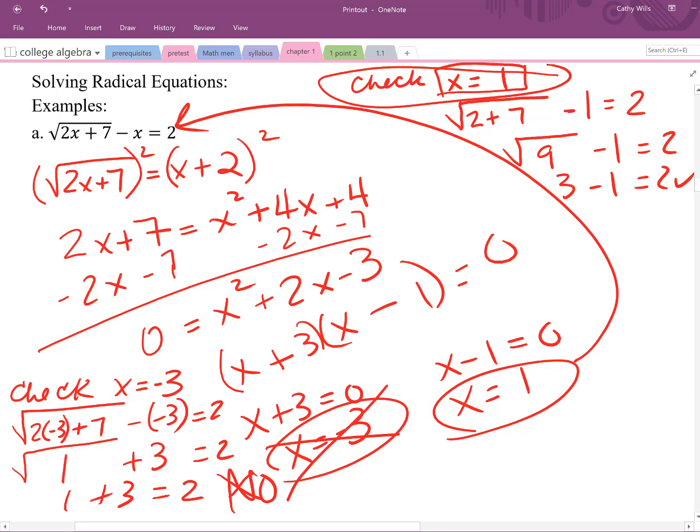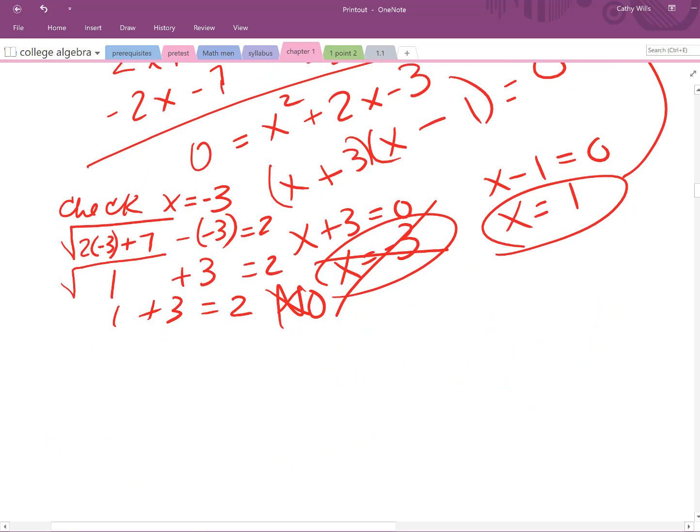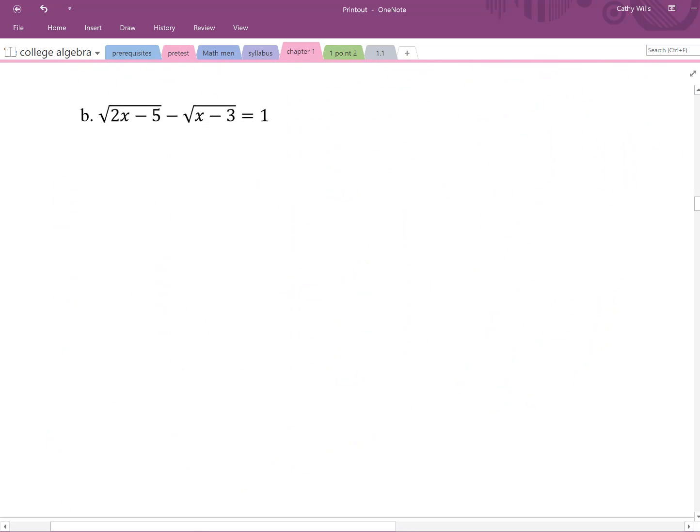So, as I said, all the solutions may not work in any situation where you square both sides of the equation. That's when you're adding solutions that may not really belong.